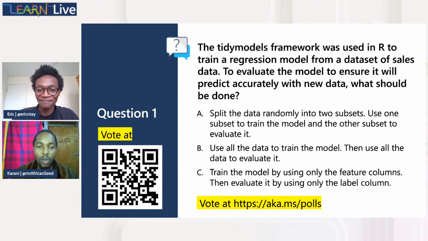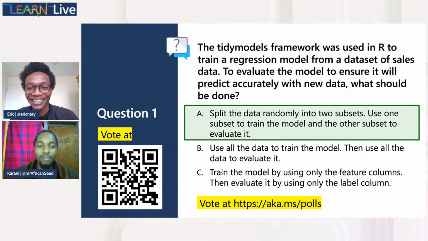Our answer is A, because even in our objectives, the first thing you should do is split your data randomly. The word randomly is very key, because you don't want, for example, to split only the first five rows or columns. A random split data set is good, and you use one subset to train and the other to evaluate your model. So A is our correct answer.